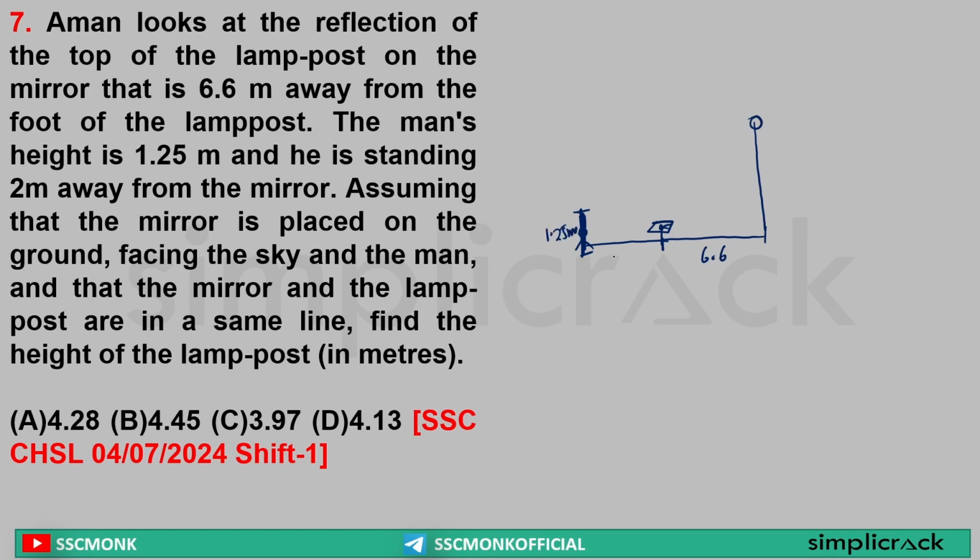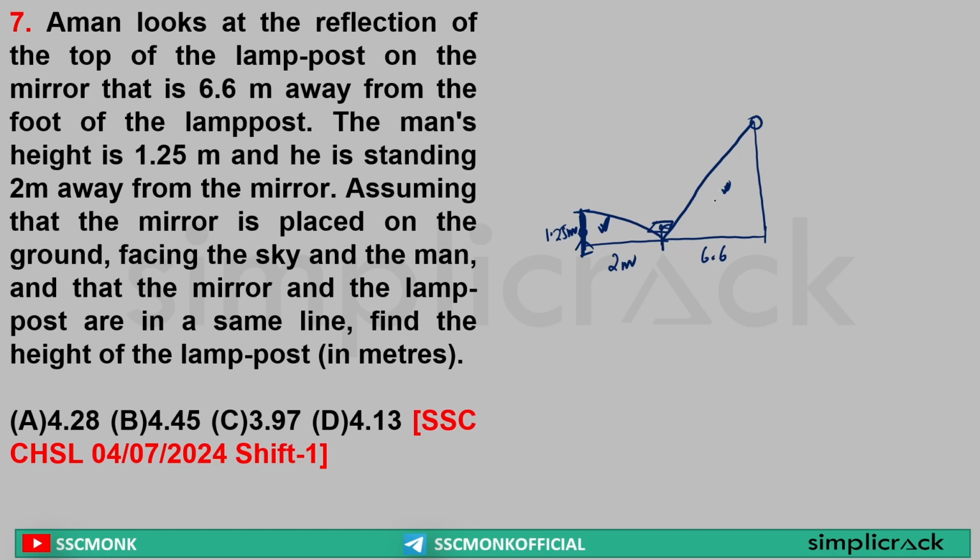And you are 2 meter away. Clear? Yes, sir. Clear. Now what is happening? When you are looking at this, before we move forward, you need to understand a concept. This will be another triangle. So this triangle is similar to this triangle. So what will happen? This is the theory. This is the concept you need to understand.